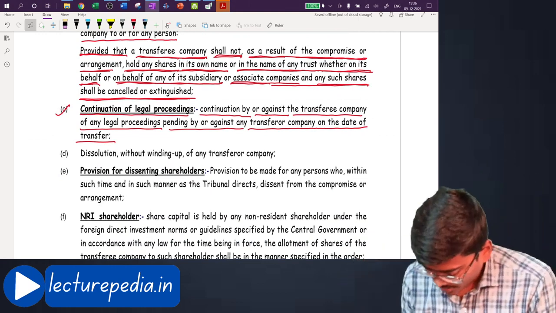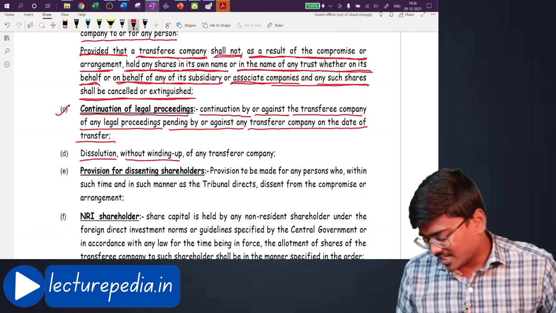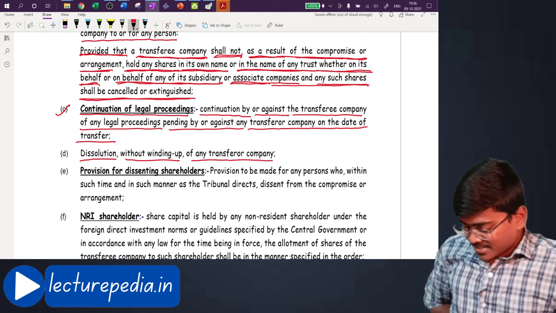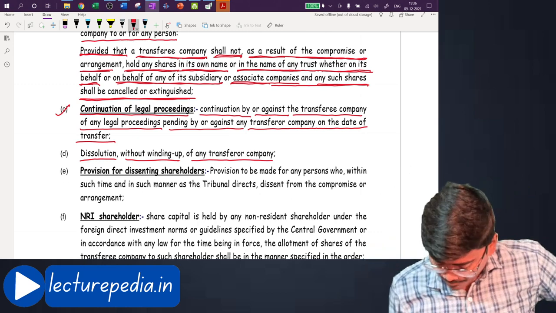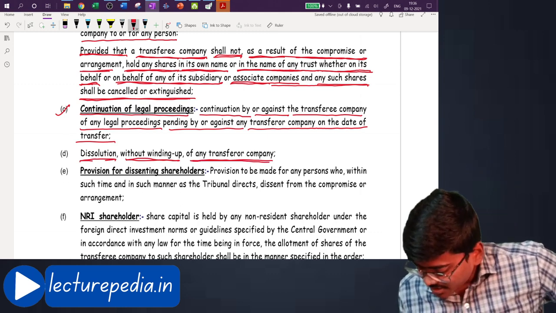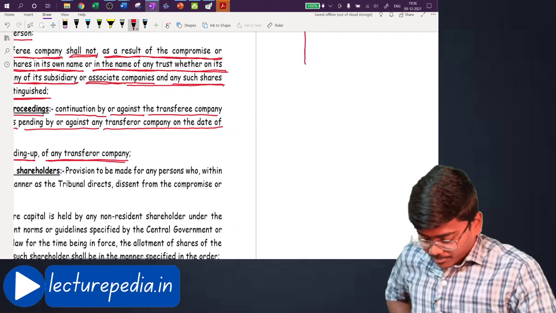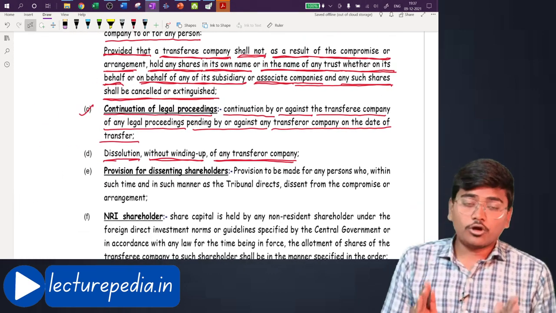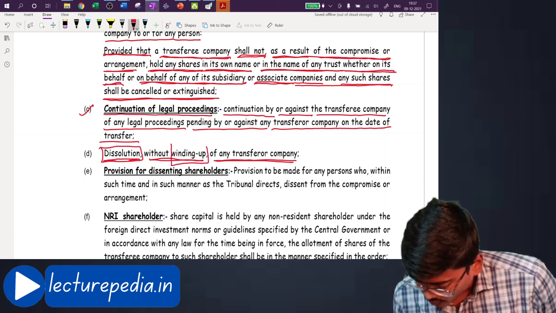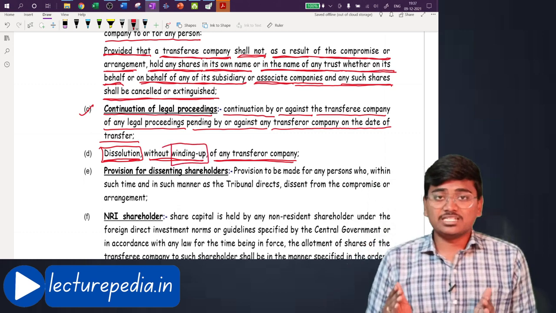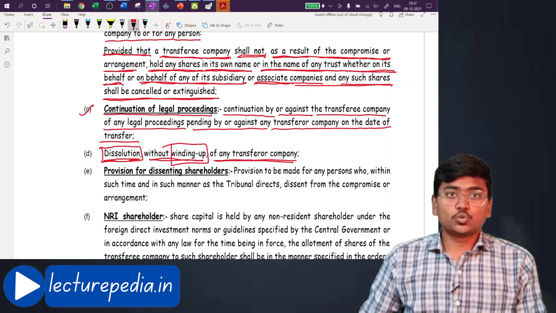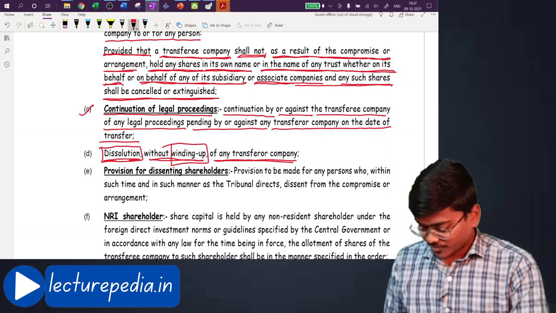Fourth point, dissolution without winding up of any transferor company. What is this point? Let us understand this. It says the order has to provide for dissolution without winding up of any transferor company. For the purpose of understanding this concept, first of all you should know the meaning of dissolution and the meaning of winding up. What is the difference between these two terms? First of all, let us understand the difference between these two terms. Later on we will come to this point.